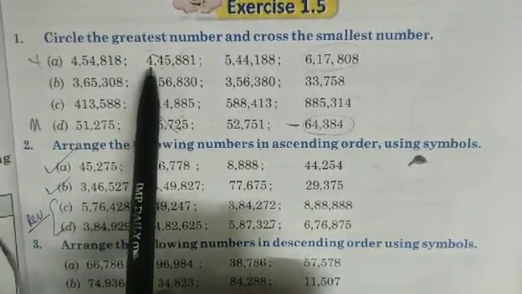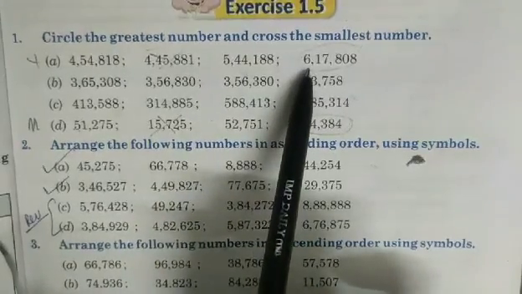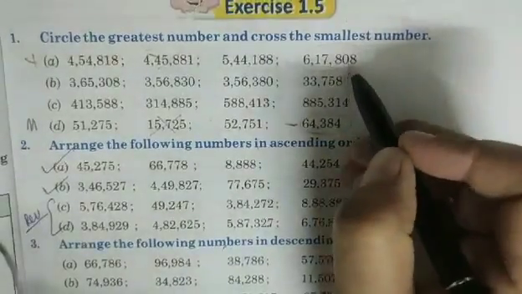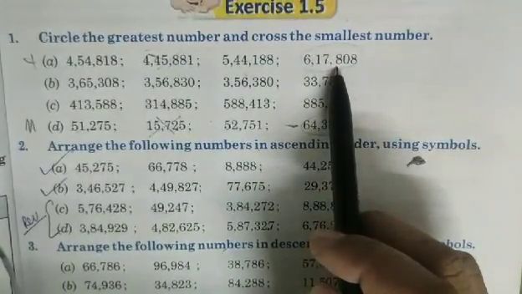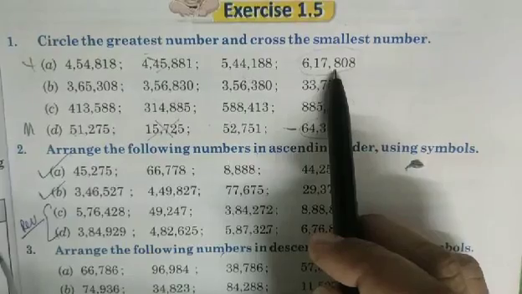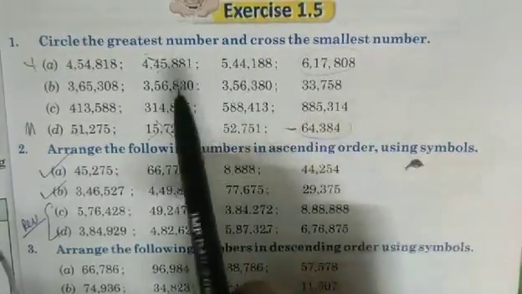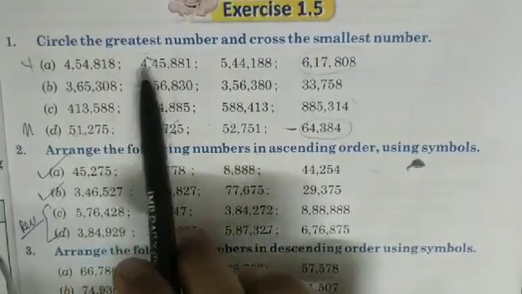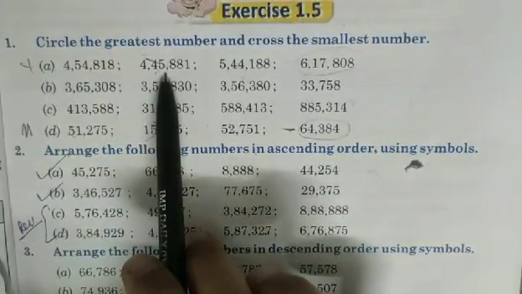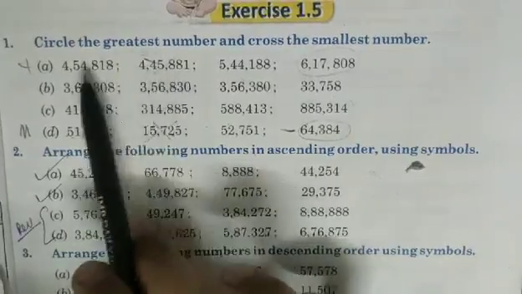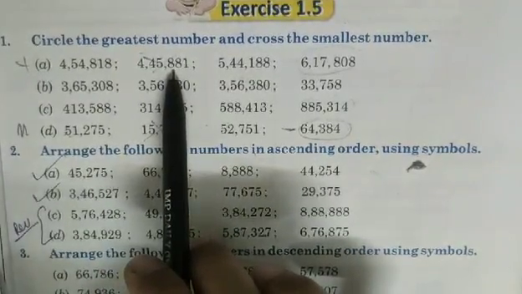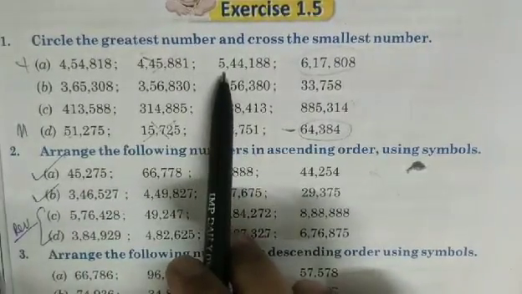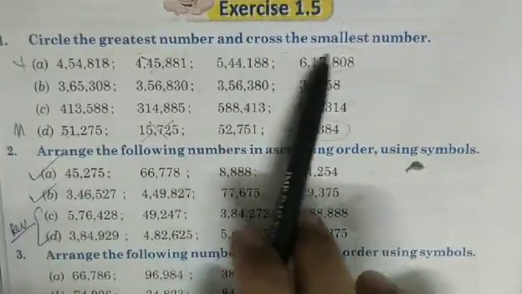The first digits are 4, 4, 5, 6. So simply, the number which is starting with 6 will be the greatest number. And the number starting with 4 is the smallest number. But in this question, we have two numbers which start with 4. So we have to find out which of these two numbers is the smallest. So we will compare these two numbers now. Because this is starting with 5 and this is starting with 6, they are the biggest ones.